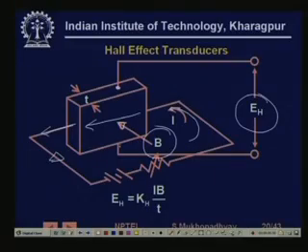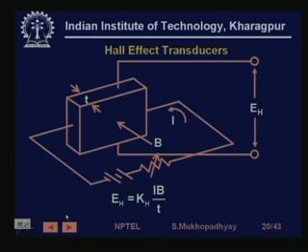This is known as the Hall effect. So therefore, along the third direction, if you connect two terminals, then you will get a voltage across these terminals, and this voltage magnitude will be proportional to the product of the flux density and the current, right. So this is very convenient.